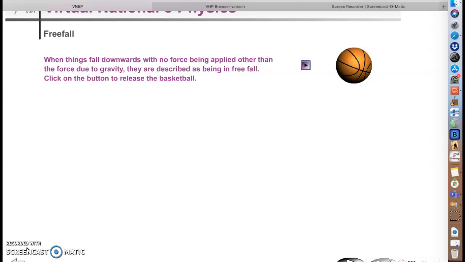We know if you drop, for instance, a sheet of paper and a ball at the same time, the ball will fall quicker than the sheet of paper. But that's because of other forces, in particular air resistance. So first of all, we're dealing with the ideal situation where there are no other forces.